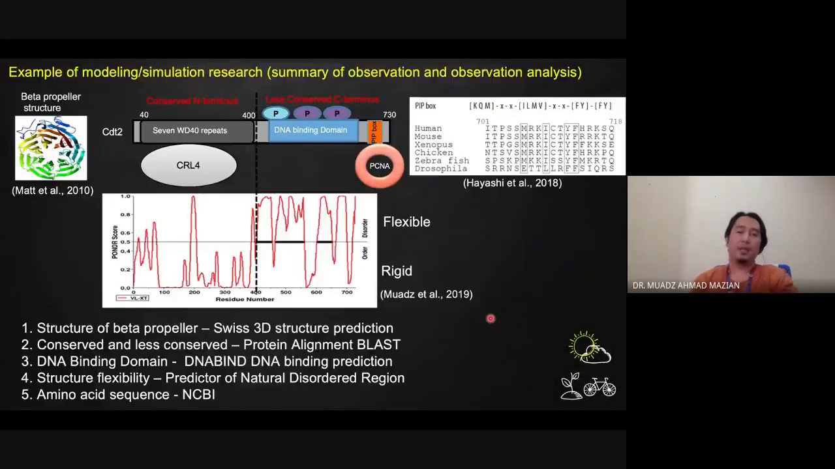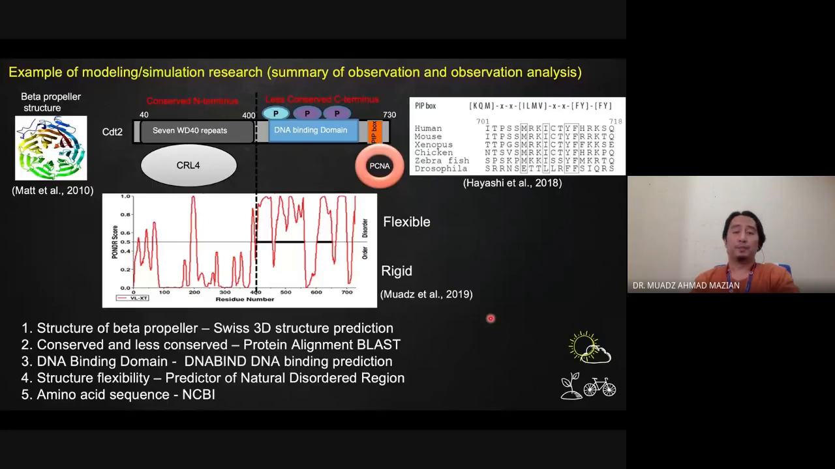Okay, so this is an example of modeling and simulation research, a summary of observations and observation analysis. So this is my previous work lah, when I did my PhD. My sensei told me that before you masuk wet lab, you kena buat dry lab dulu. So dry lab ni is to create a theory. You nak buat teori you based on your own assumptions. So bila you ada concrete theory or concrete assumption, then you move into the wet lab, which is you want to prove your assumption tadi, you nak prove you punya theory tadi. So that's why we need a wet lab.